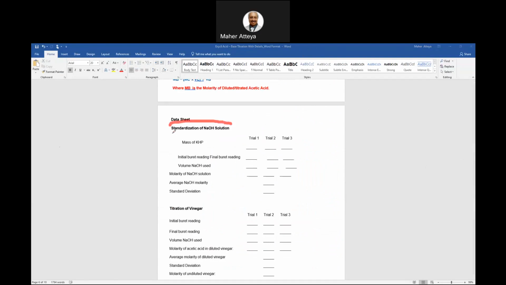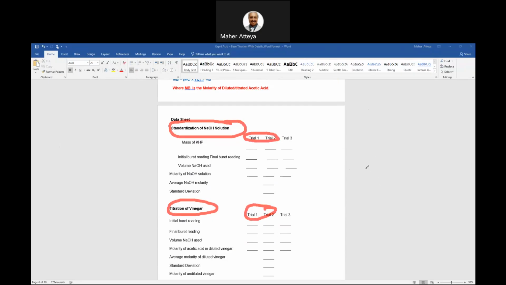We have 2 titrations. First of all, we standardize our sodium hydroxide. Second, we titrate our vinegar with the standardized, known concentration. So 2 titrations, and then we'll do each titration in 2 trials. Each titration, how many? 2 trials.